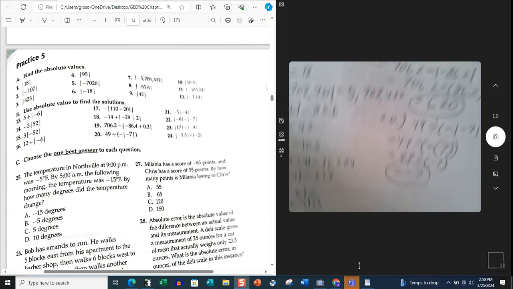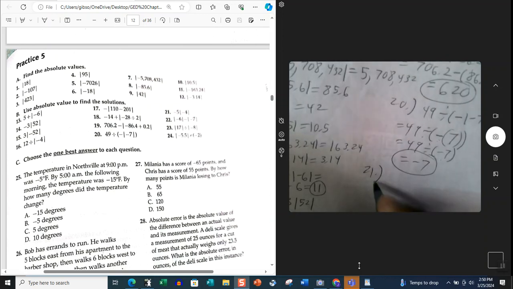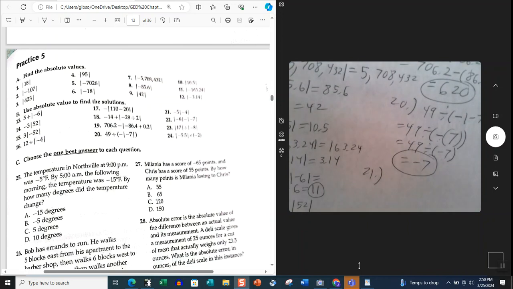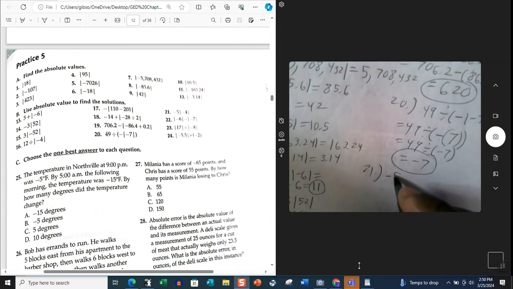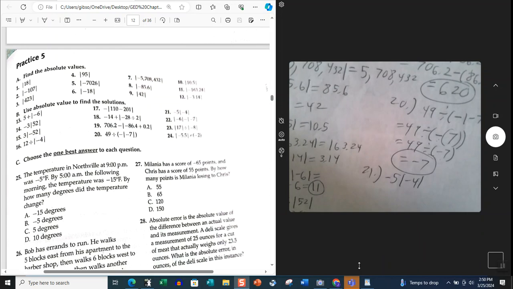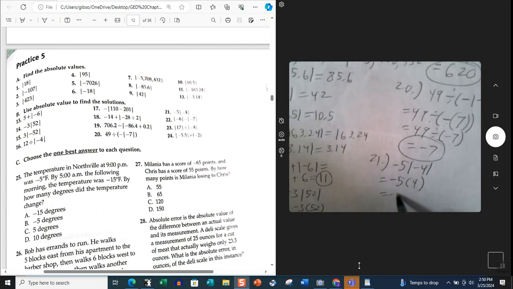Okay, problem 21. We have negative 5 times the absolute value of negative 4. So we have negative 5, and the absolute value of negative 4 is positive 4. So negative 5 times 4 is negative 20.